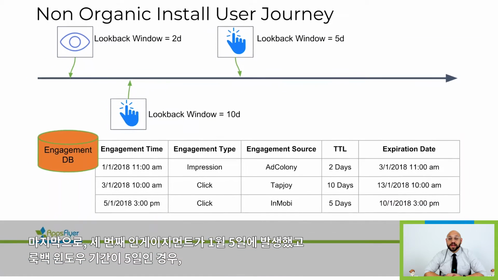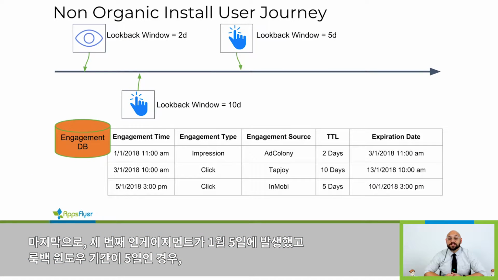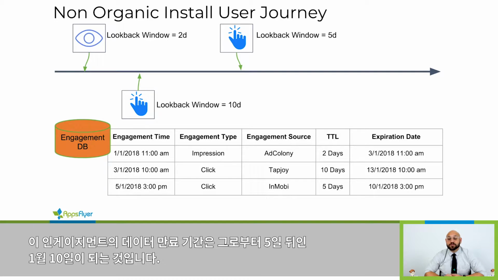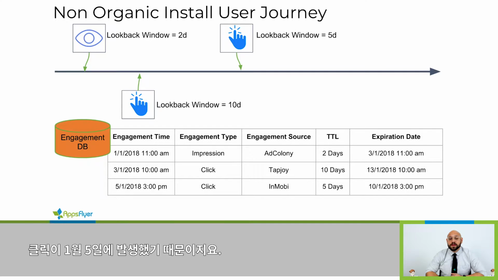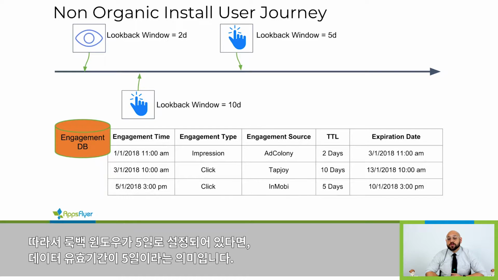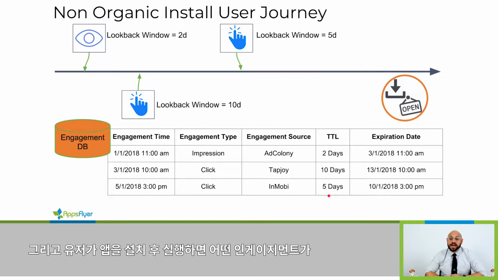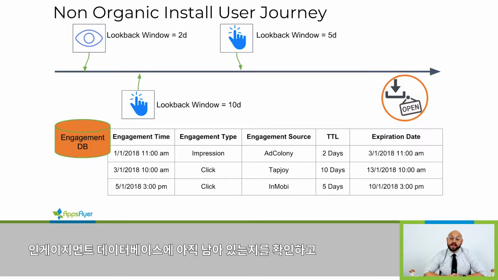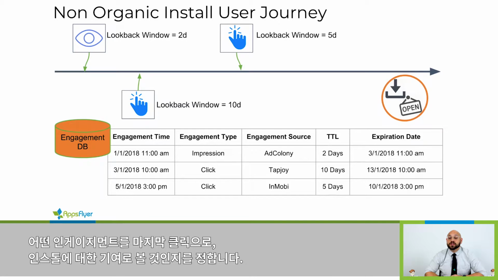And last but not least, if you have a third engagement with a 5-day lookback window, you'll see that its expiration date is on the 10th because the click happened on the 5th. So because of the 5-day lookback window, the time to live will be 5 days. And if the user downloads and opens, then we'll have to determine which engagements are still in the engagement database and attribute the last engagement with the credit for the install.